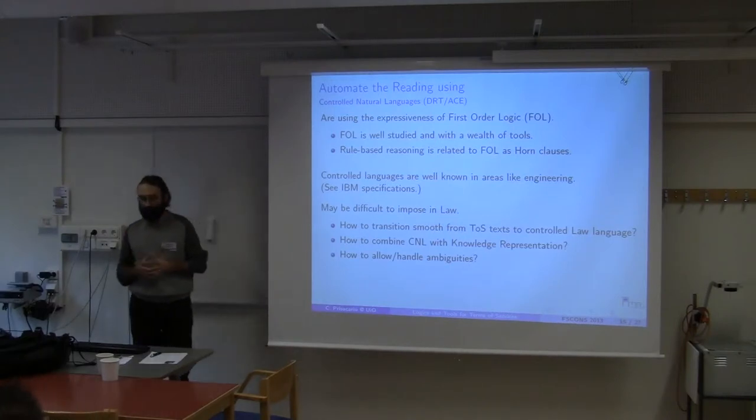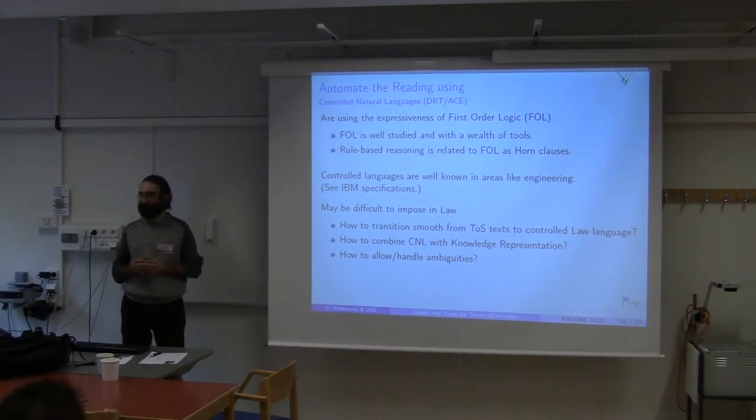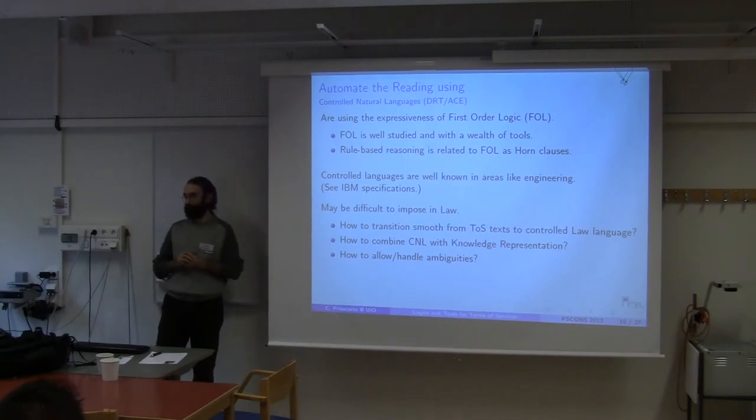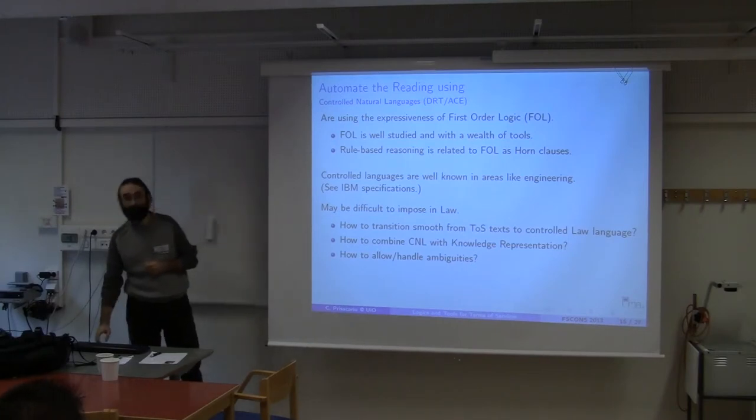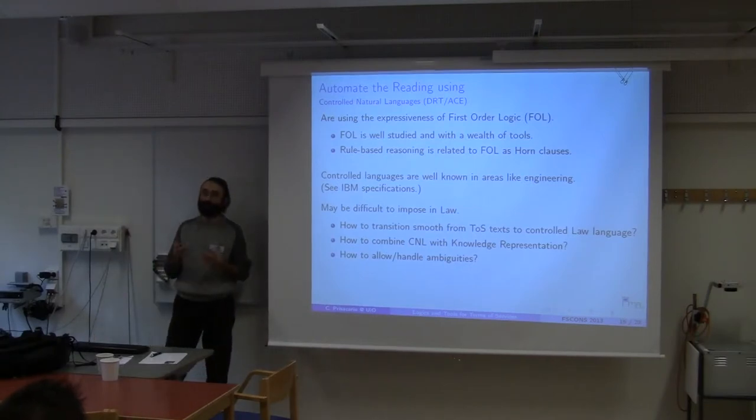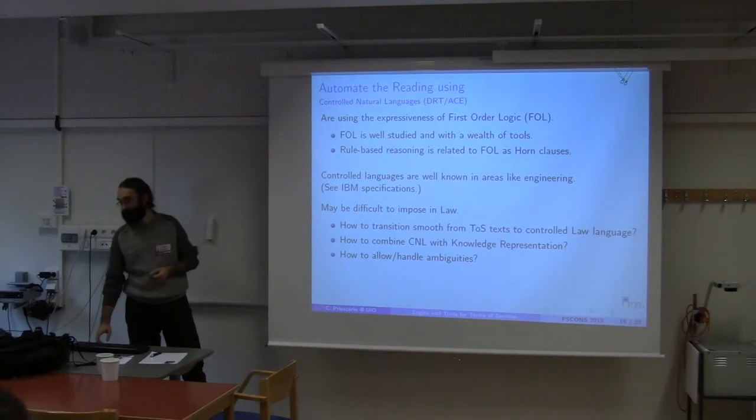And then how to combine these controlled natural languages with knowledge representation, because knowledge representation is essential for legal terminology to be related. How do we handle ambiguities in this controlled natural language? Because controlled natural languages are supposed to not be ambiguous. They are supposed to be translated to logic. So ambiguities somehow are removed in a controlled natural language. But ambiguities exist in legal texts, so how do we handle ambiguities? These are questions that we need to look into.